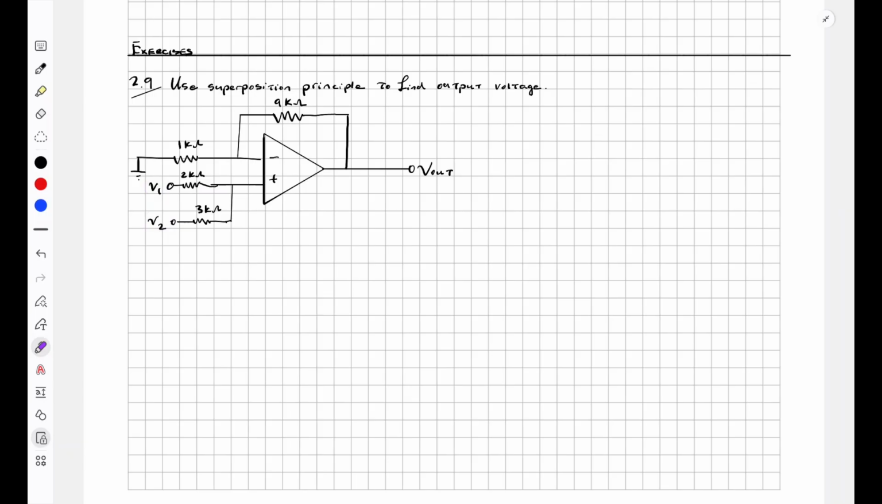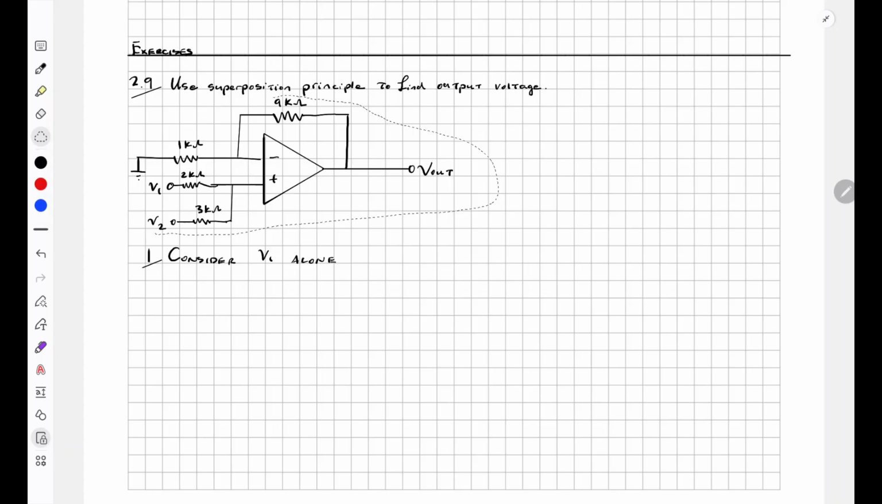What the superposition principle says is you consider the inputs alone. First you consider V1 alone, while you connect V2 to ground, and then you find out what Vout is. After that you do the opposite: you put the ground on V1, apply V2, and find out what Vout is. Then you add the two Vouts together, and that will be the final answer. So the first step is to consider V1 alone. This is the first half of the superposition.